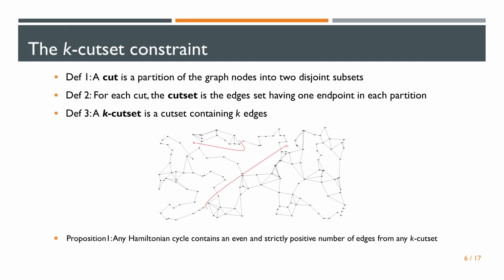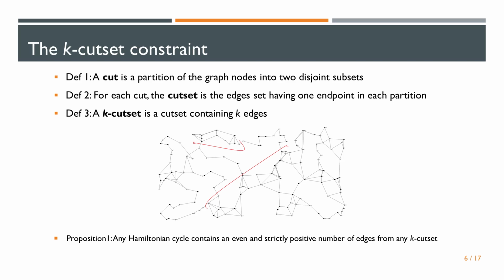We need three definitions. The first one is the definition of a cut. A cut is a partition of the graph nodes in two disjoint subsets. Then, a cutset is the set of edges having exactly one endpoint in each partition of the cut. Finally, a k-cutset is a cutset containing k edges. So, in this graph, I represented two k-cutsets. The first one, k1, is a two-cutset because it crosses two edges. The second one, k2, crosses four edges, so it's a four-cutset.